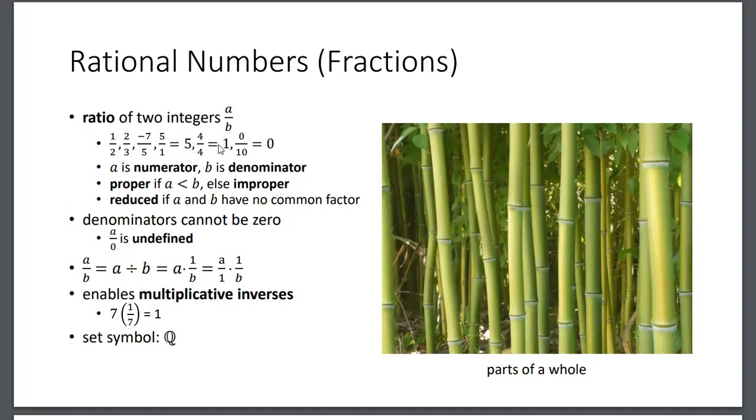So all these are rational numbers that can be written as a ratio of 2 integers. Denominators are not allowed to be 0. That's undefined. The 0 denominator is not defined. Can't have them. A fraction, a over b, is the same as a divided by b. The division symbol right here looks like a small fraction. There's a fraction bar, a top, and a bottom. That's not by accident. And a divided by b is the same as a times 1 over b, and that's the same as a over 1 times 1 over b.